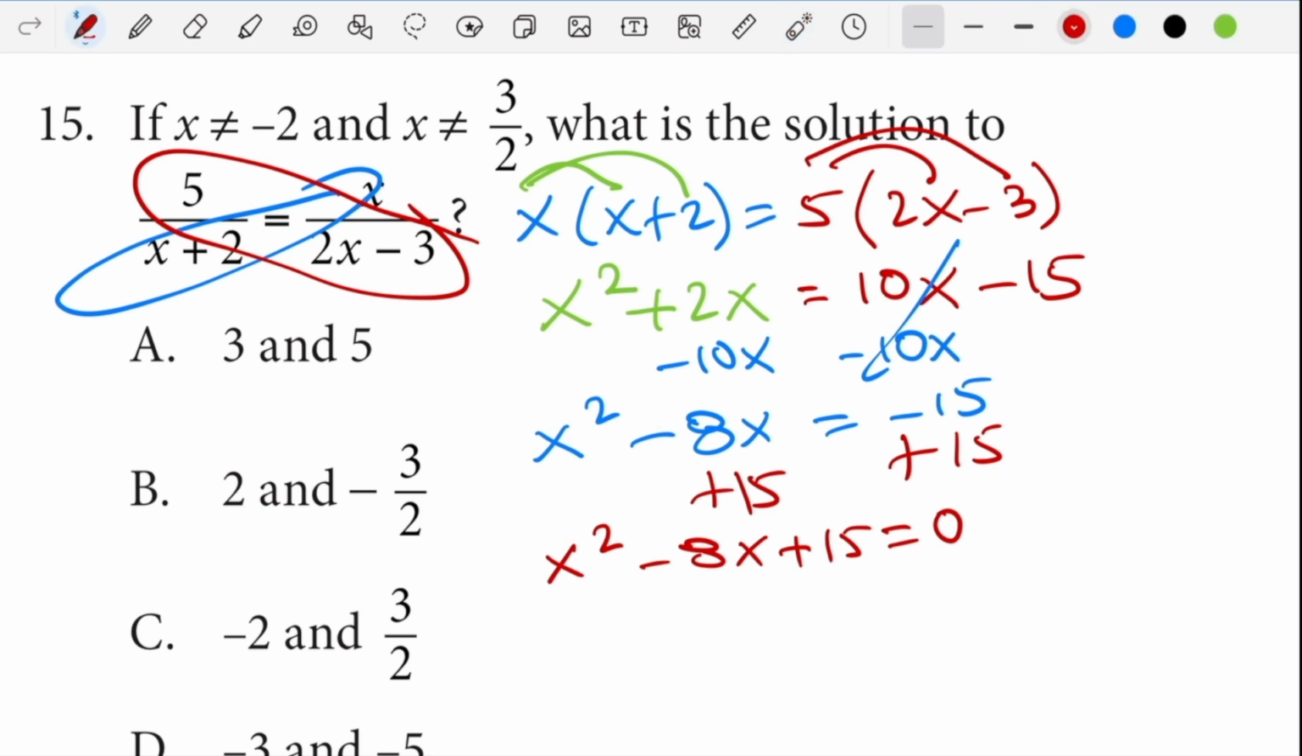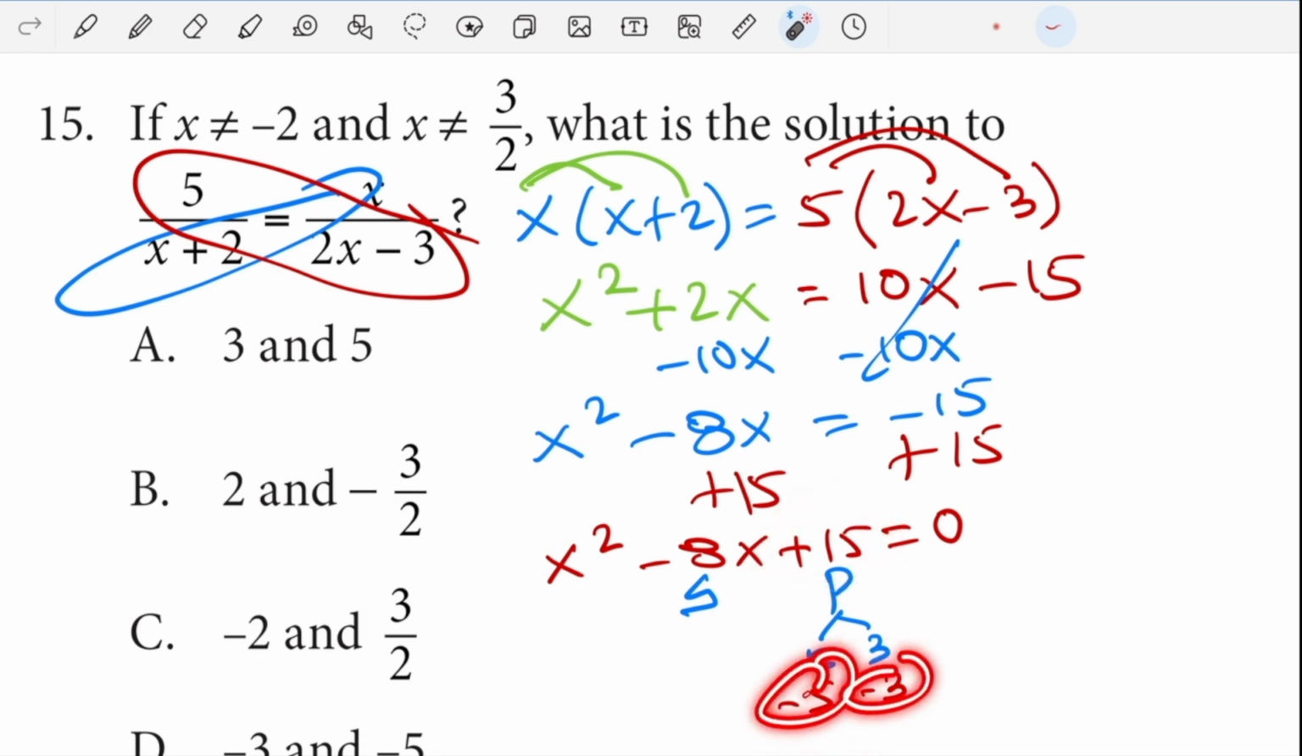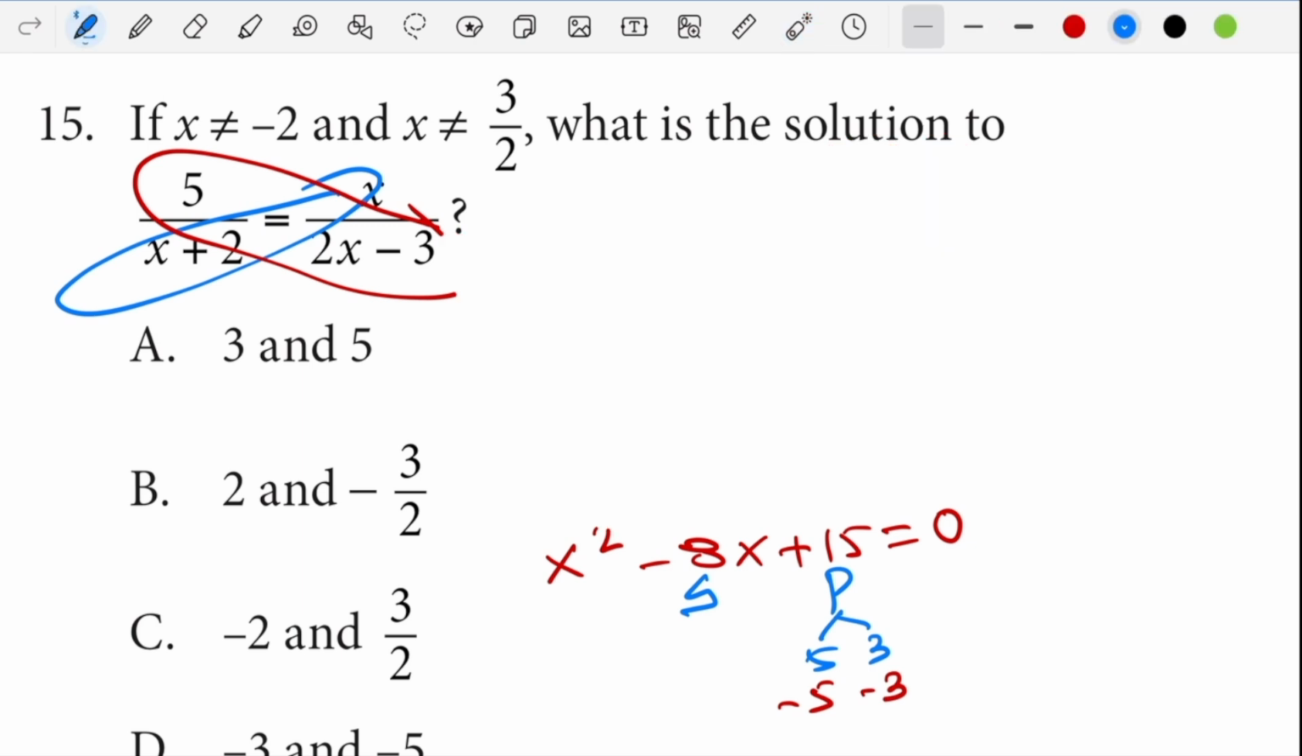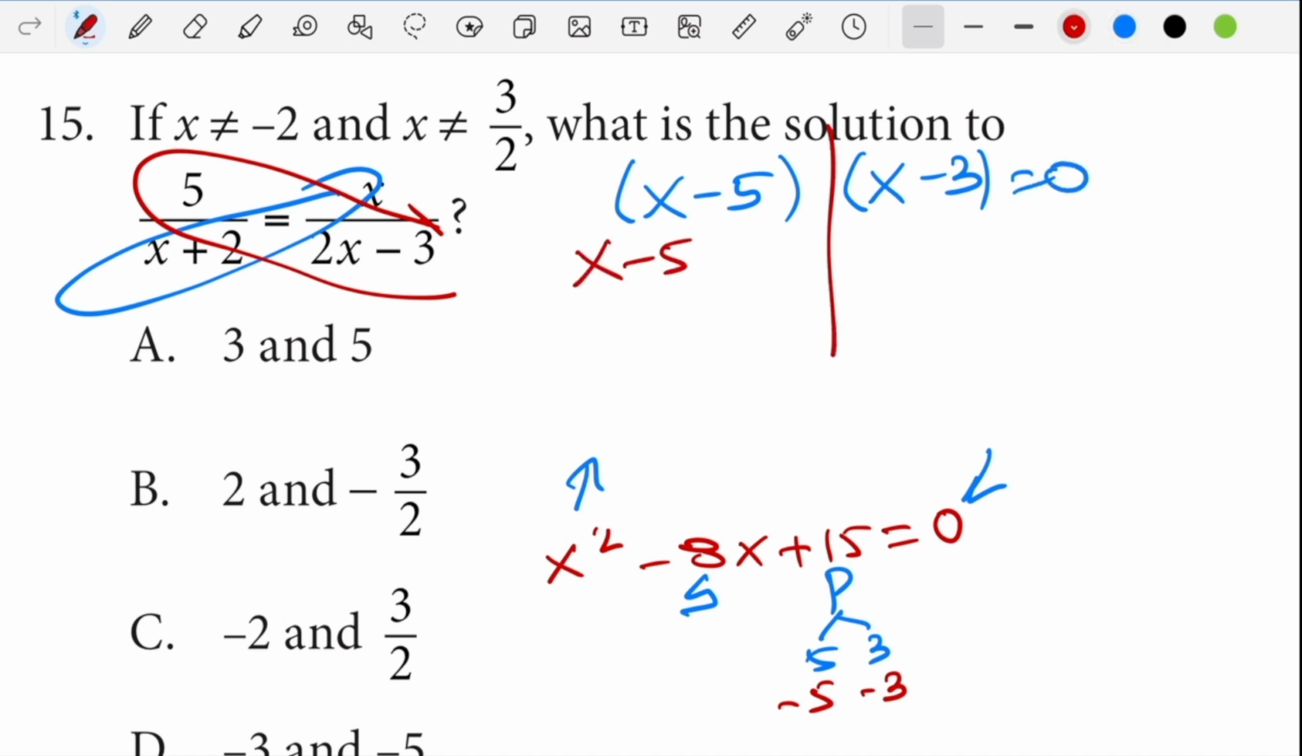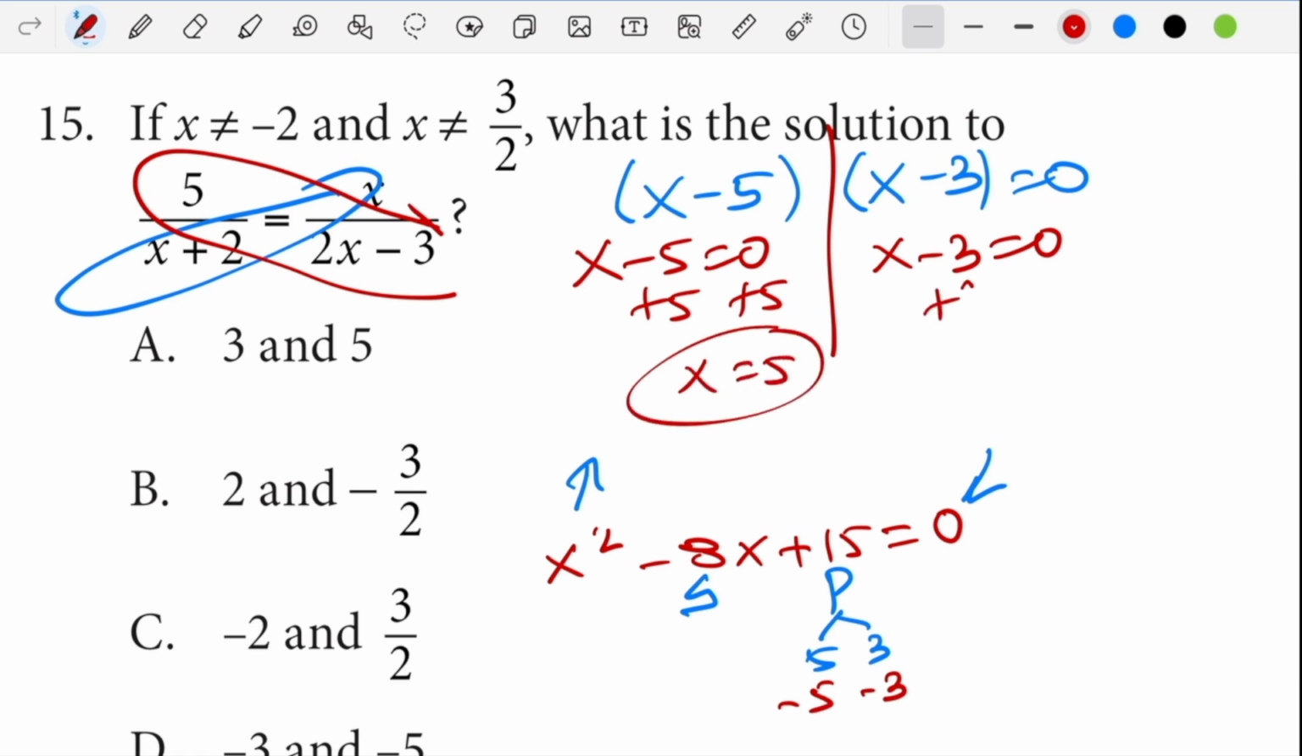To factor, we use product and sum. My product: two numbers that you multiply to get 15, but when you add, you get negative 8. 5 and 3, okay? But again, 5 times 3 gives you 15, but 5 plus 3 is positive 8, and you need a negative 8. Therefore, you've got to change those signs. Negative 5 and negative 3, and now two negatives will give you a positive, and negative 5 minus 3 will give you a negative 8. Okay? You have an x squared that is going to factor into x, and you bring down the negative 5 and the negative 3, don't forget, equals 0. From there, every factor equals 0. And here you have plus 5, x equals 5, plus 3, x equals 3. Therefore, your answer is A.